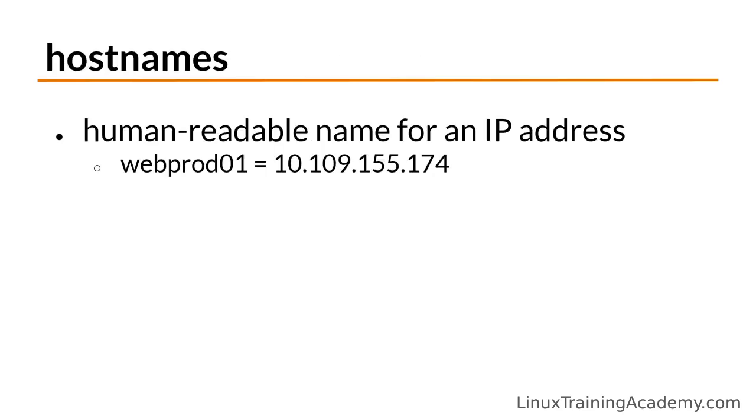A host is a device connected to a network. Since we are talking about TCP/IP networking, a host in this case is a device with an IP address. A host name is simply a human-readable name that corresponds to an IP address. Let's say we have a Linux server that will act as a web server in production. We can give that server a host name, webprod01 for example, and refer to it by that host name instead of its IP address, which might be something like 10.109.155.174. A one-word host name like this is sometimes called the short host name or the unqualified host name.